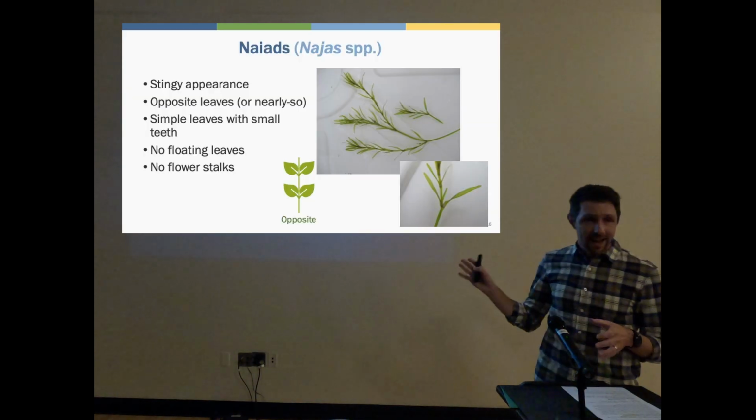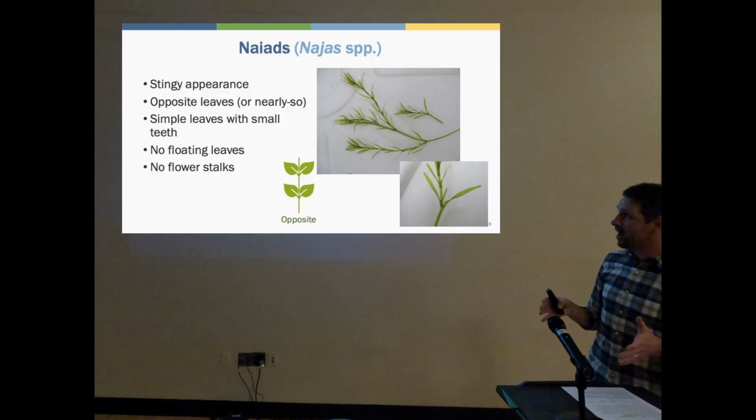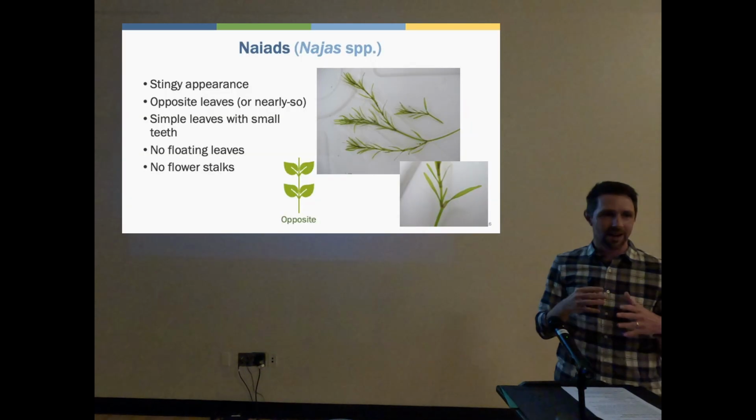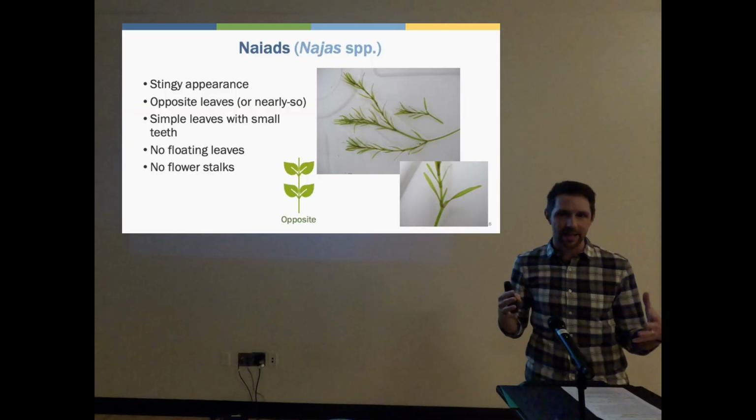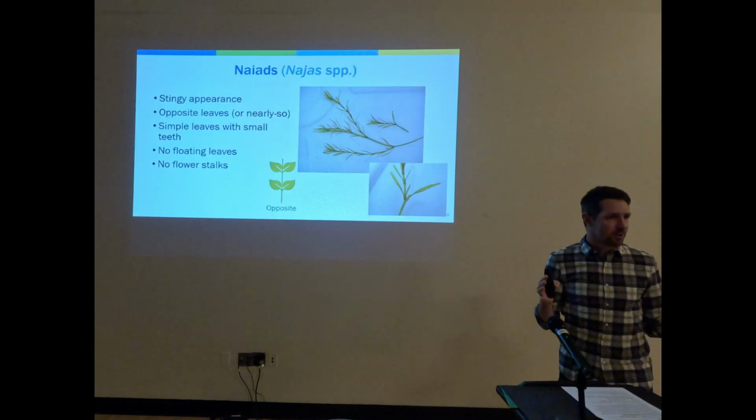Okay, naiad, sometimes called water nymph. Again, fairly common here in Thurston County. There's a couple of different species. You don't need to be too worried about which individual species they are. There's none that we know that are invasive. They're all native. But you can see how on the surface this might look pretty similar to our pondweeds, right?